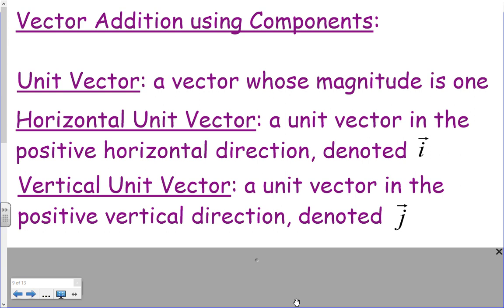All right, so the horizontal unit vector is a unit vector in the positive horizontal direction. And we denote that by the vector i with an arrow over top of it to indicate it's a vector. That is a special vector for us. It's a unit vector in the positive horizontal direction. For our vertical unit vector, that's again a unit vector in the positive vertical direction, and this one we'll denote by vector j. Those two vectors are what we use to rewrite any given vector into its horizontal and vertical components, which is what we want to be able to do.